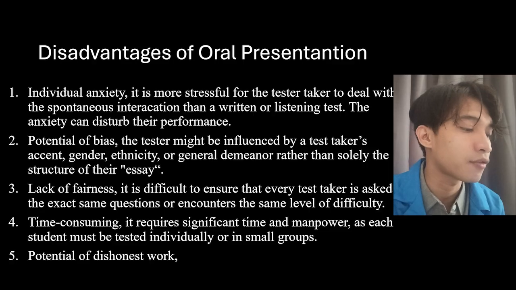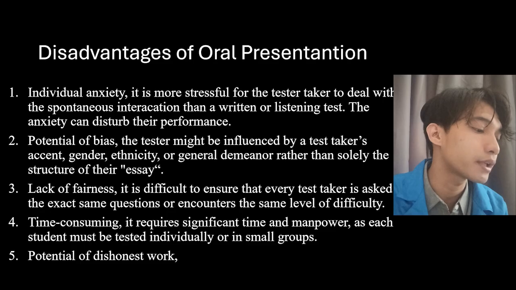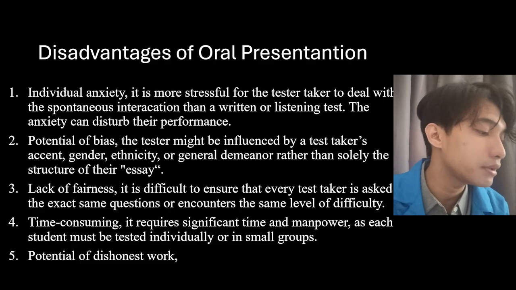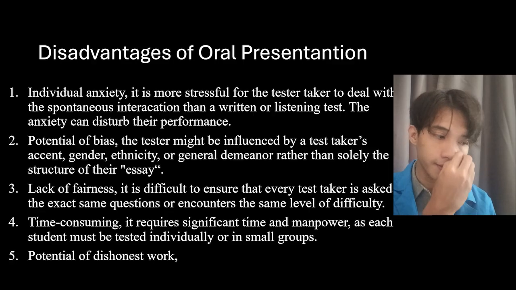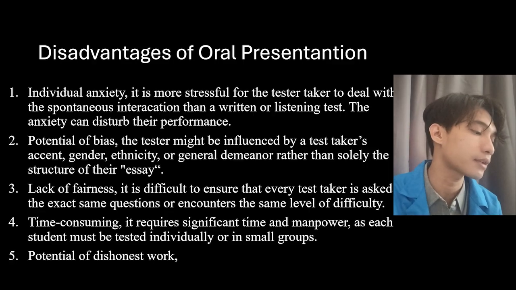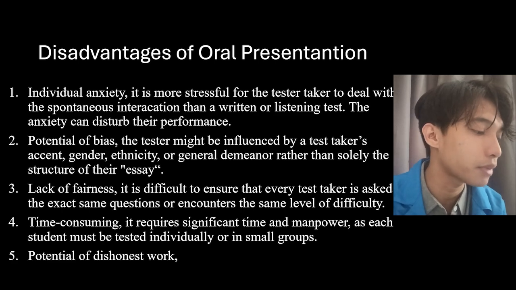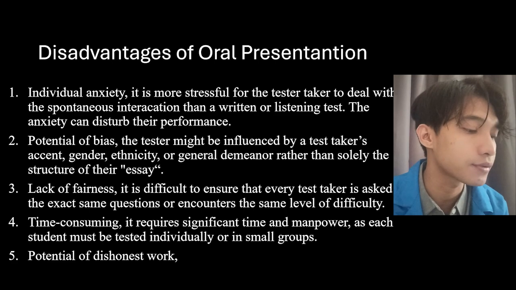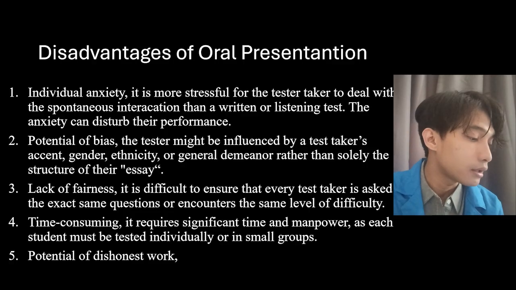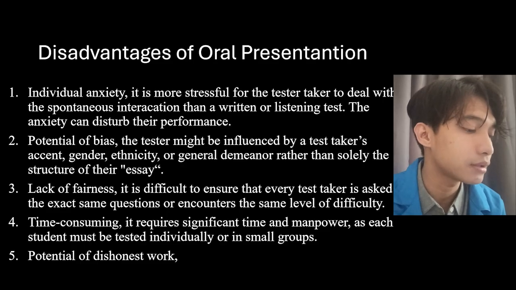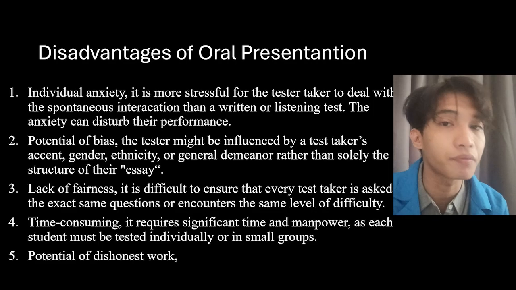The second is potential of bias. The tester might be influenced by a test taker's accent, gender, ethnicity, or general demeanor rather than solely the structure of their essay. And the third is lack of fairness. It is difficult to ensure that every test taker is asked the exact same questions or encounters the same level of difficulty. The fourth is time consuming. It requires significant time and manpower, as each student must be tested individually or in small groups. And the fifth, or the last one, is potential of dishonest work.